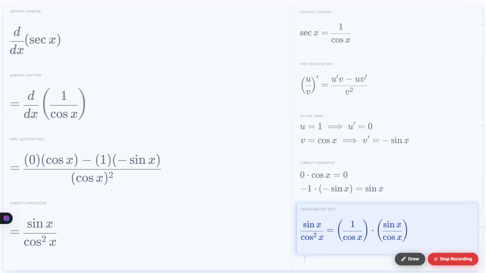We split the fraction into two parts. We do this to change how it looks. We write 1 divided by cosine times sine divided by cosine.